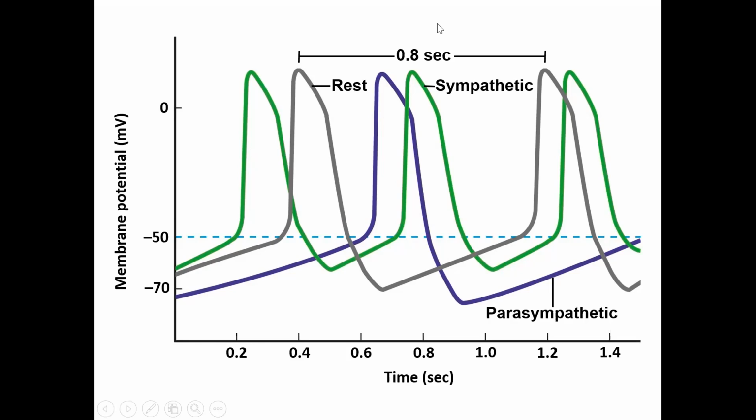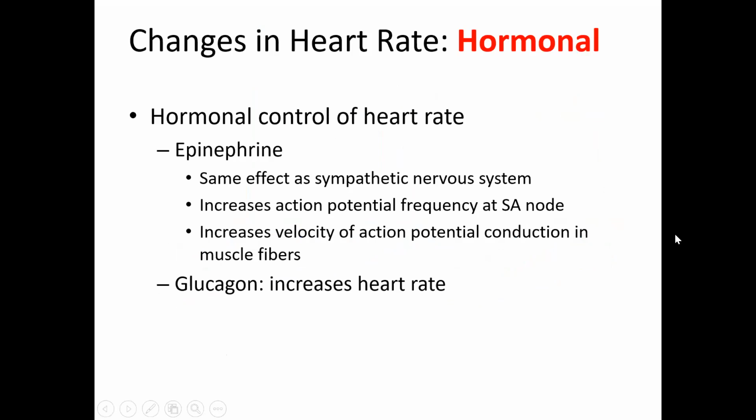And then on the other end of the spectrum, it becomes really easy to spontaneously depolarize this pacemaker cell if we have sympathetic influence. And so we can fire 3 action potentials in this same given time frame. So that's kind of the neural input on heart rate. Let's talk about the hormonal inputs to heart rate.